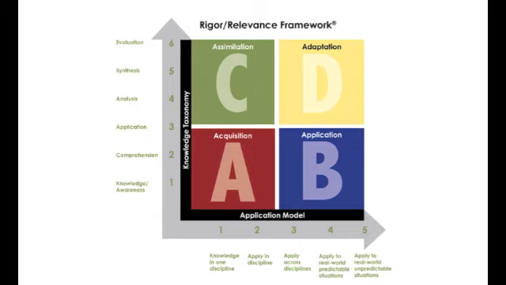Quadrant D is the adaptation quadrant. Here, students apply knowledge to new perplexing situations. It's higher on the rigor and the relevance scales. This is the quadrant where students are actually doing the thinking and the working. Example student products might be an editorial, participating in a debate, or doing an evaluation.